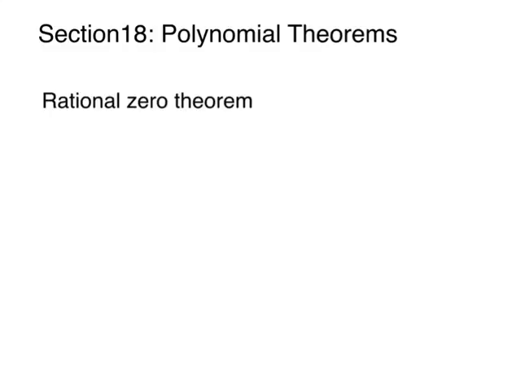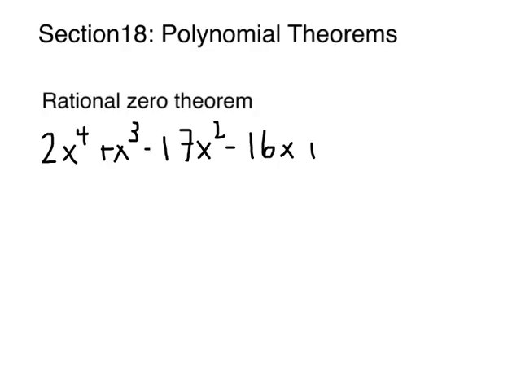The rational zero theorem says if you take all the factors of the last term and divide them by all the factors of the first term, you have your list of possible factors that go into your polynomial. So let's say we have this polynomial. Let's say we have 2x to the fourth plus x cubed minus 17x squared minus 16x plus 12 equals 0.